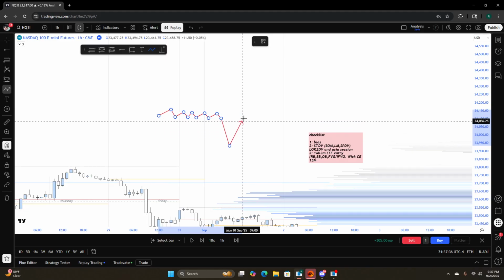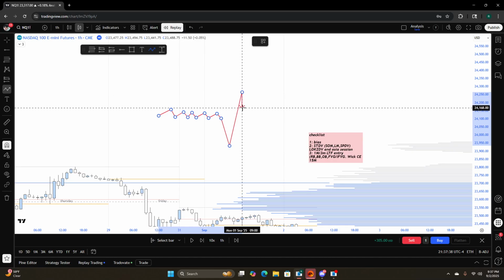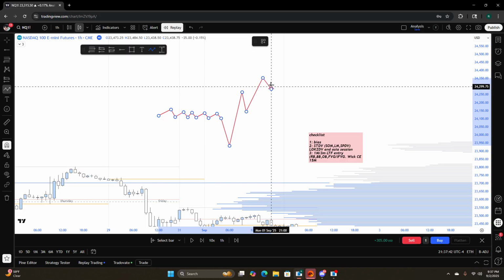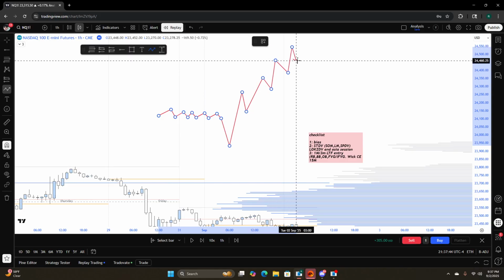And then, so the SOM is just a leg right before we have a CISD, and just expecting reversal.